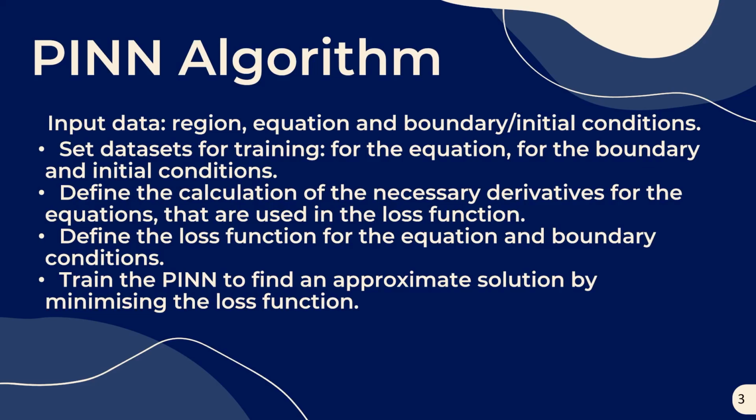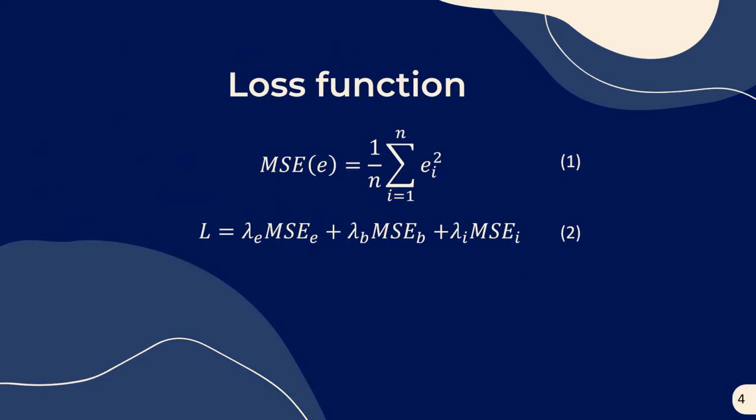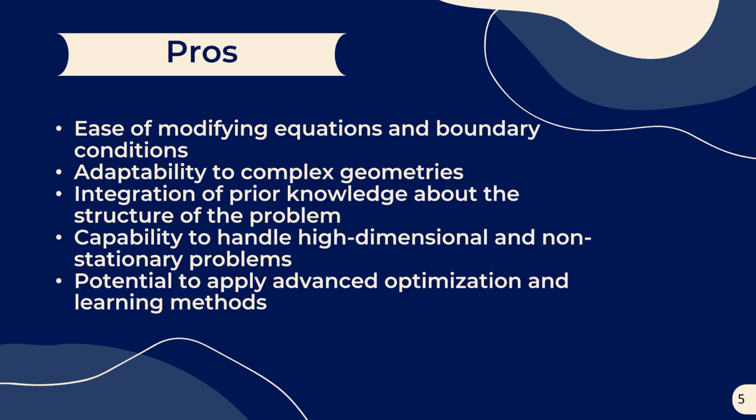The PINN algorithm consists of the following steps: input data for domain, equation, and boundary condition. Define training samples for the equation and boundary conditions. Incorporate the computation of the necessary derivatives for the equations within the neural network. Define the loss function for the equation and conditions. And train the PINN to obtain an approximate solution by minimizing the loss function. The loss function is computed as a weighted sum of mean-square errors of the equation approximation, the boundary conditions, and the initial conditions. Here are the pros of these methods.